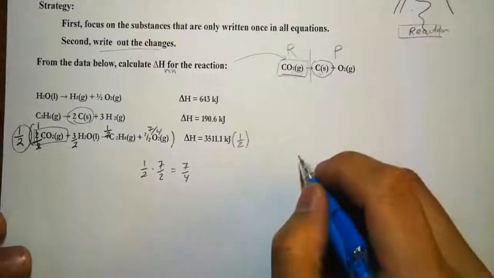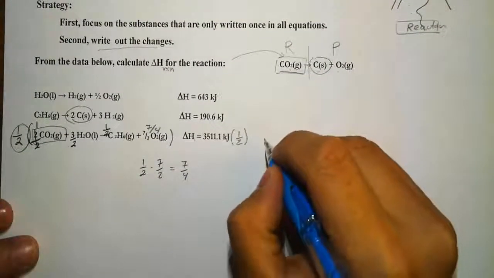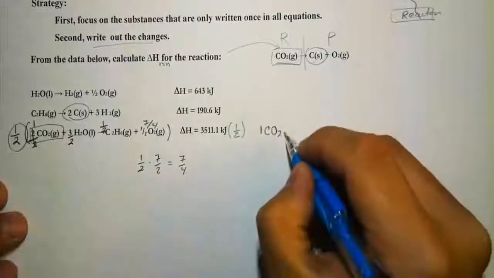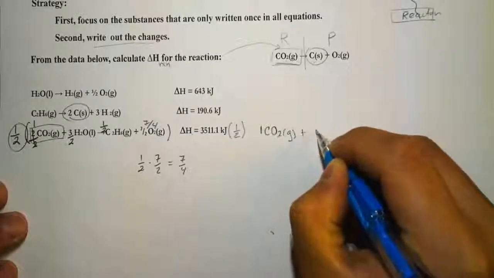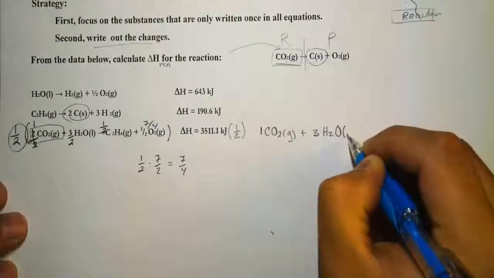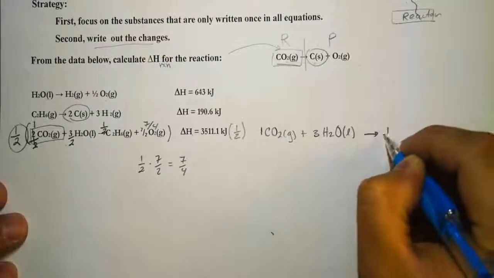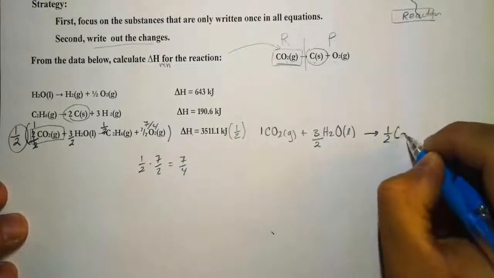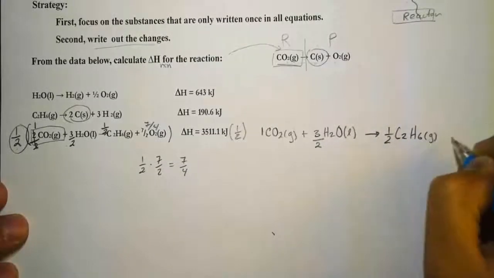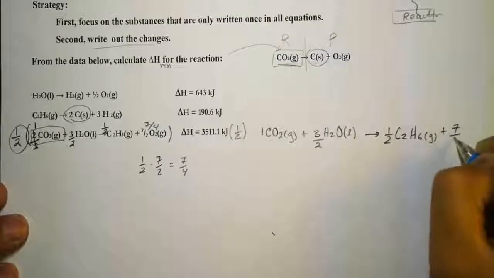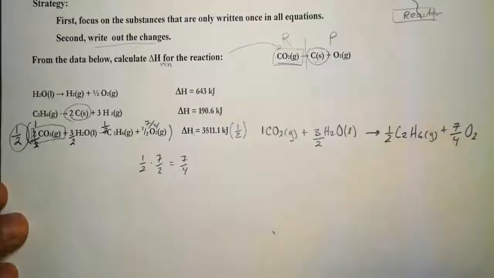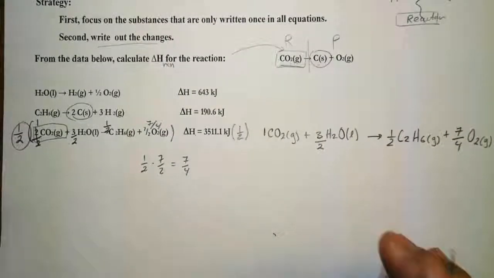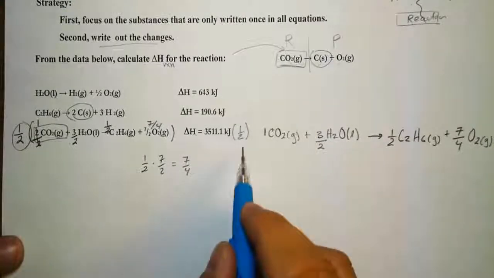Okay, so let's rewrite this so that it becomes less confusing for us. We have 1 CO2, and the state of matter is important as well, so we have to write that down. So we have 3/2 H2O liquid, producing 1/2 C2H6 gas plus 7/4 O2. There you go. And this is gas as well. The state of matter is important as well. They have to be the same in order to cancel out. So that's what we have right there, okay?